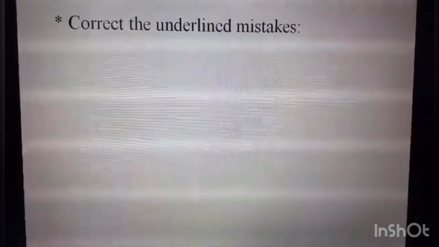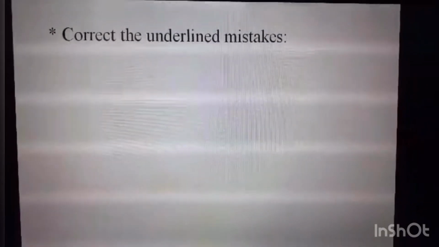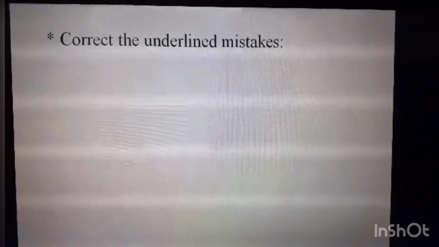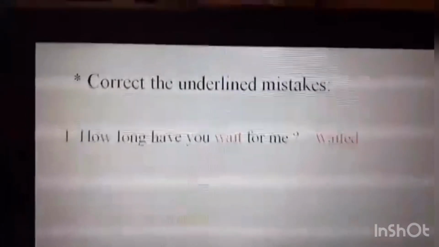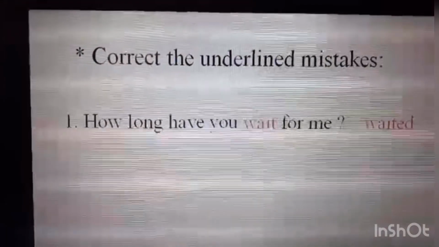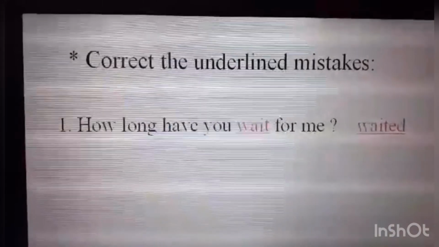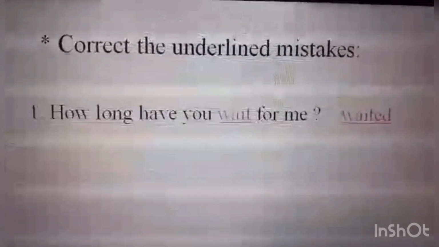And here we have another exercise for the present perfect tense. Please write it in your notebook. The question is, correct the underlined mistakes. Look at number 1. How long have you waited for me? The underlined mistake is wait. Here, wait is a main verb, so this is wrong. Because we have a present perfect tense, wait must be waited.